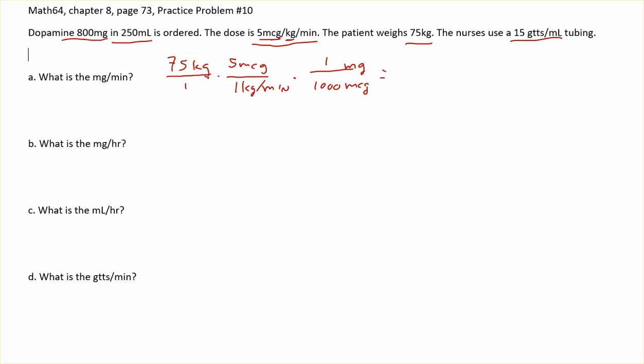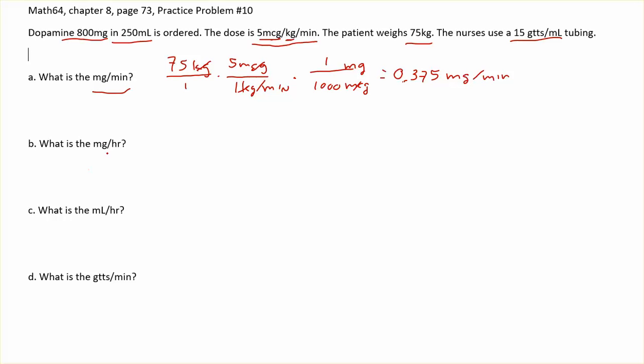So the bottom line is multiply 75 times 5 and divide it by 1,000. So I'm going to do that. 75 times 5 and divide it by 1,000. And if my arithmetic is correct, I get 0.375. And my units, you can see the kilograms drop out, the micrograms drop out, leaving me with milligrams on top and minutes on the bottom. Milligrams per minute. And that's what they asked me to find.